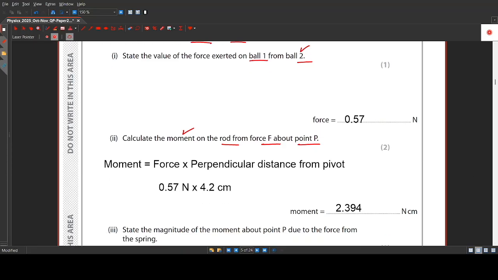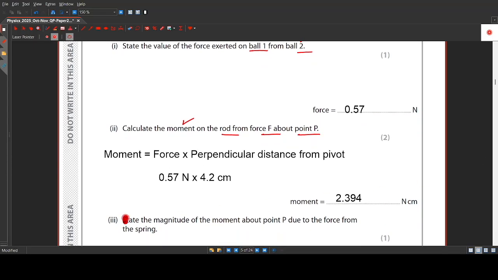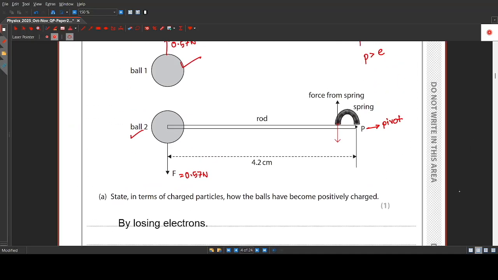All right. Moving ahead, we have got the next question, which is: state the magnitude of the moment about point P due to the force from the spring. So they have labeled the direction of the force from the spring, which is mainly upwards. And now they have asked us what would be the moment of this force with respect to this pivot. Well, that is going to be equal to the moment that this force creates.